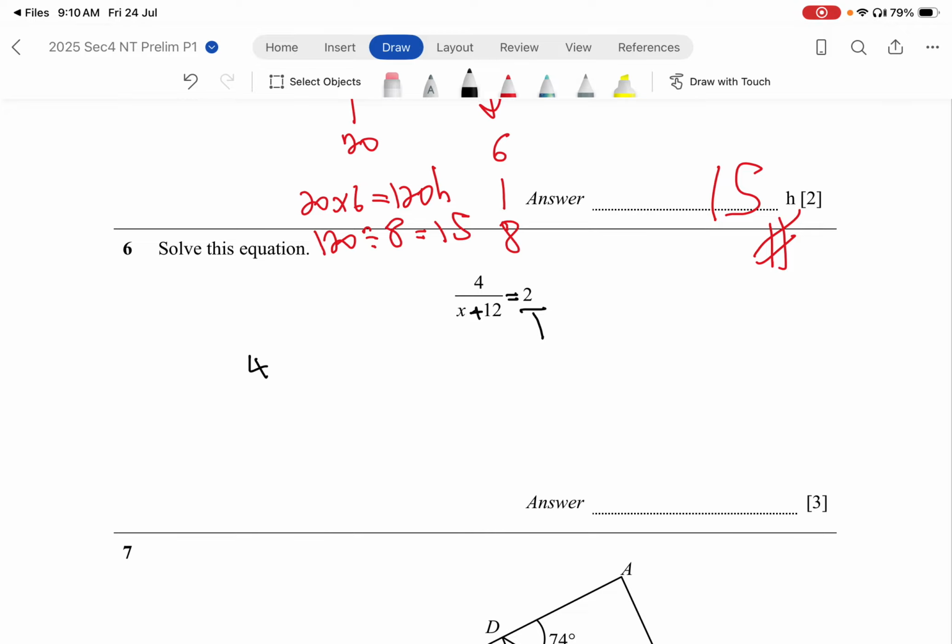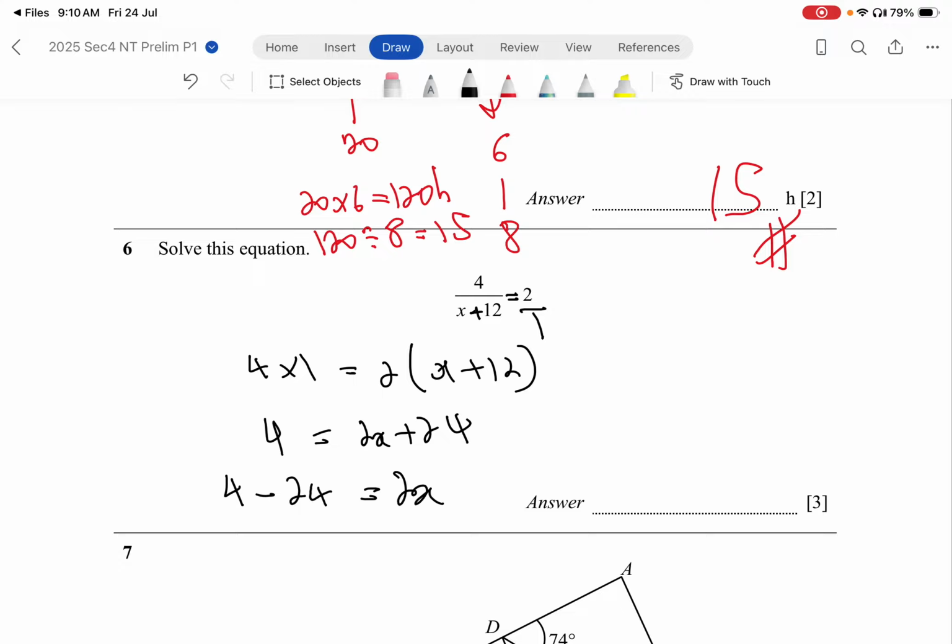3x plus. So it's 4 times 1 is 2 bracket x plus 12. So it's 4 is 2x plus 24. So you bring over, minus 24, is 2x. So minus 20 is 2x. So minus 20 divided by 2 is x. x is minus 10. That's your answer. Okay, for this, cross multiply. Then you solve for x.